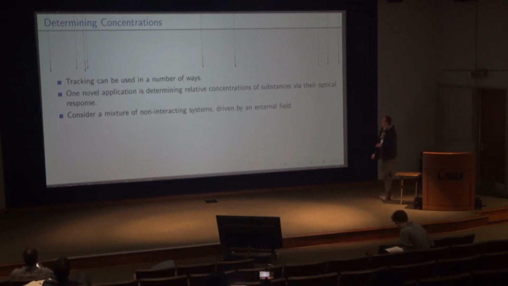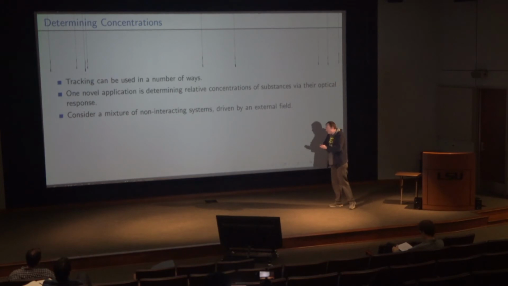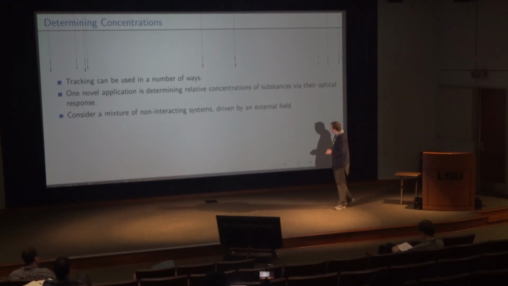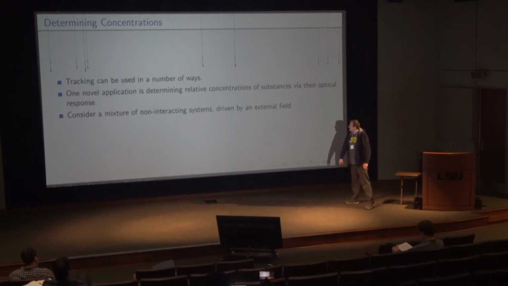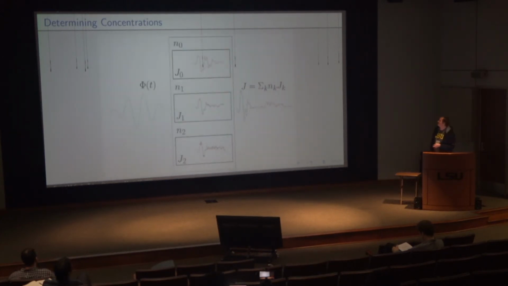So that's the background. There are a number of uses for tracking control, but one thing I wanted to talk about here is one way you can use this to maximize the efficiency of determining relative concentrations of systems in a substance. It could be a set of crystals in a solid, where you want to know their relative concentration, or molecules in a solvent, anything like this. The specific dynamics is irrelevant. The idea is that we think about a mixture of non-interacting systems driven by an external field. So something like this.